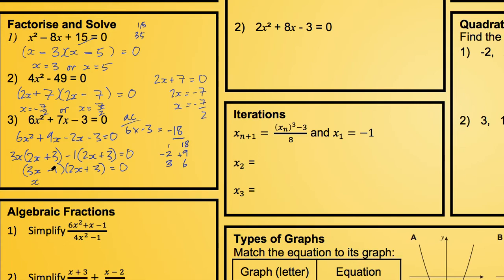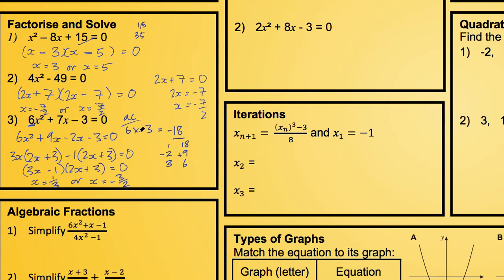x is either 1 over 3 or x is minus 3 over 2. So those are definitely more advanced, those ones where we've got a higher coefficient than 1, not just x squared but more than 1x squared.